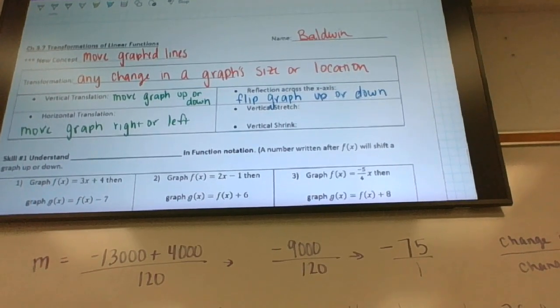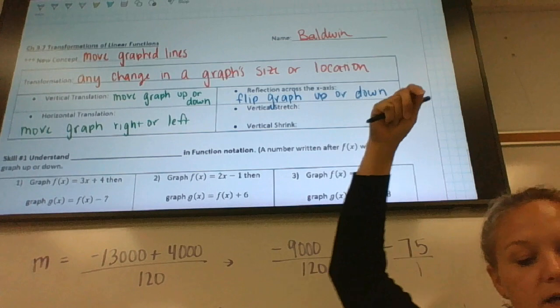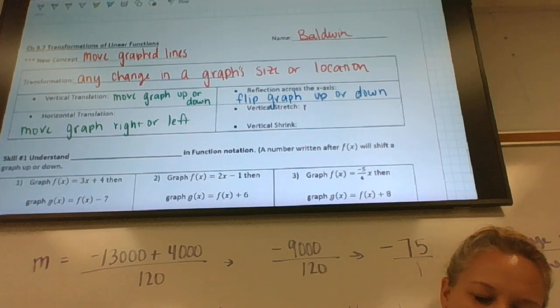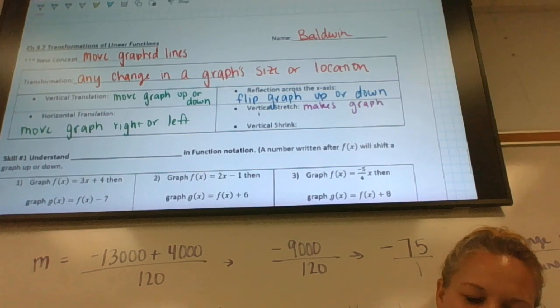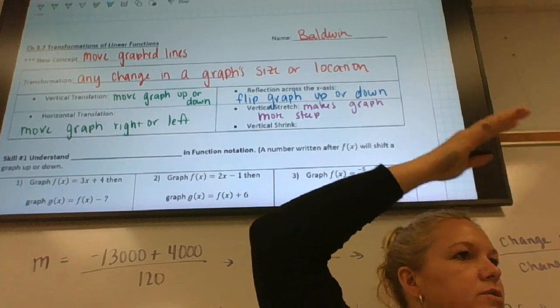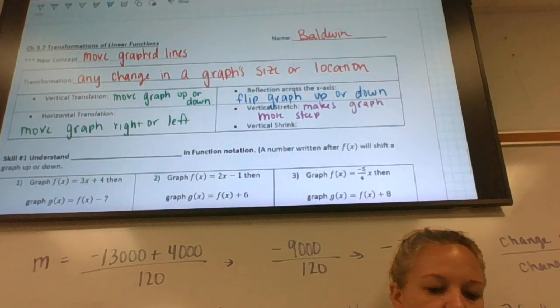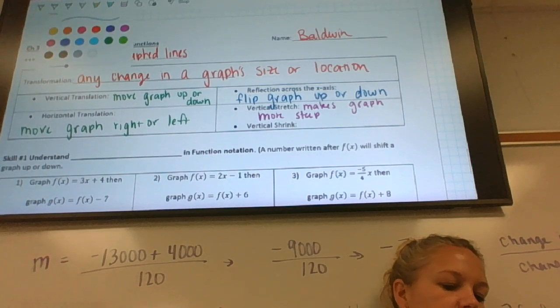Okay, and now a vertical stretch makes the slope more steep. It stretches. It's like a rubber band. If you pull a rubber band up, you're stretching it up. It gets skinnier and taller. So vertical stretch makes a graph more steep. So the steepness of the line will stretch up. And a vertical shrink will make a graph less steep.